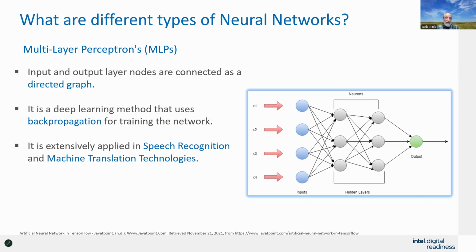This is used for deep learning. It does use back propagation for training the network. And its big usage is speech recognition and machine translation technology, kind of like the voice assistants that we've been talking about. And if you remember, the graphics that we were looking at were these networks. But yeah, those are the big uses.